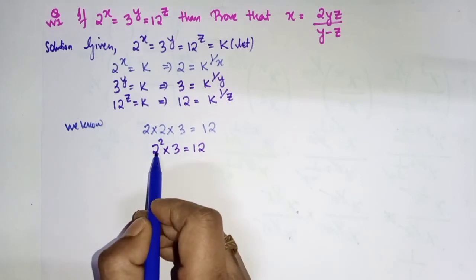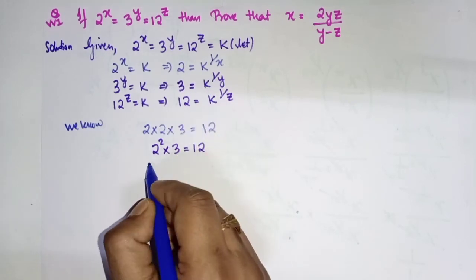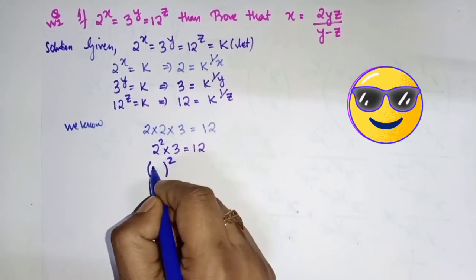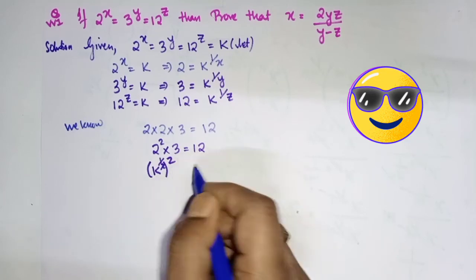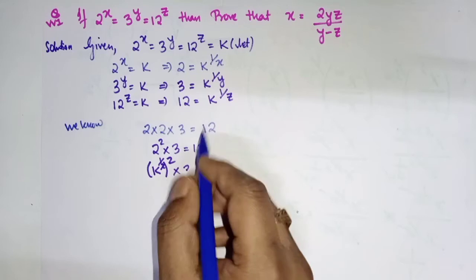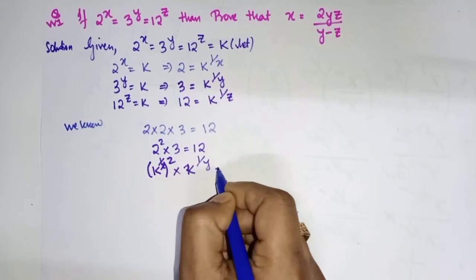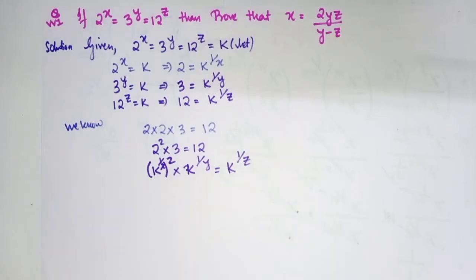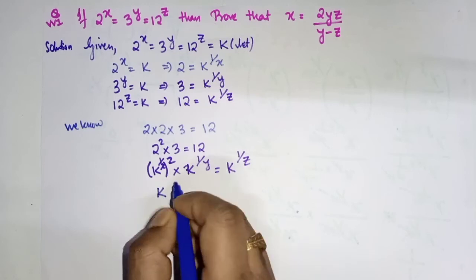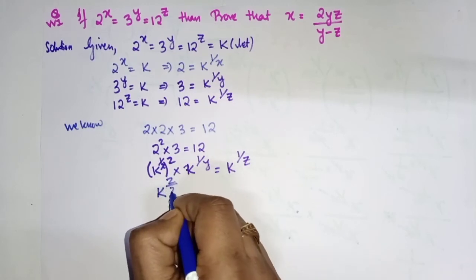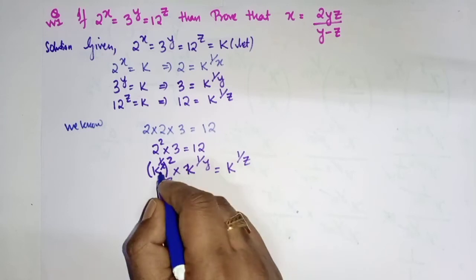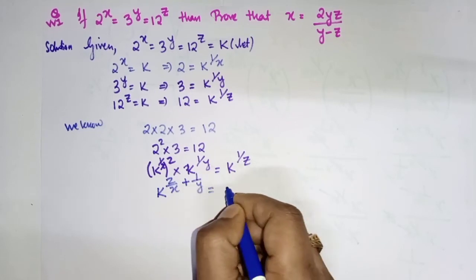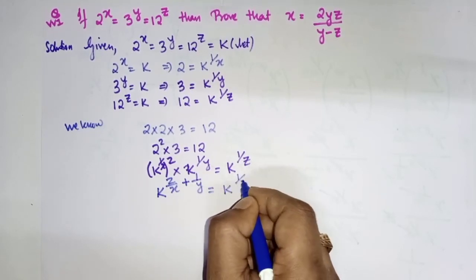Now instead of 2 I'll put this value. You can see here, outside is square. So instead of 2 I am putting the value k to the power 1 by x, into k to the power 1 by y, since 3 is k to the power 1 by y, equals 12, which is k to the power 1 by z. So what I'll get is k to the power 2 by x, and whenever the bases are same in multiplication the powers should be added, plus 1 by y, equals k to the power 1 by z.